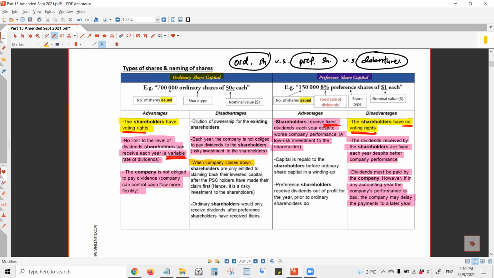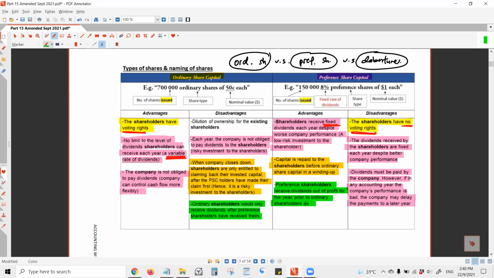Okay, this is about company closing down. You must know what happens when a company closes down. Later, I will give you a summary for this one. Company closing down, what would happen? This one, orange, is about company closing down. And then another color, green color. This is about the priority in getting dividends.